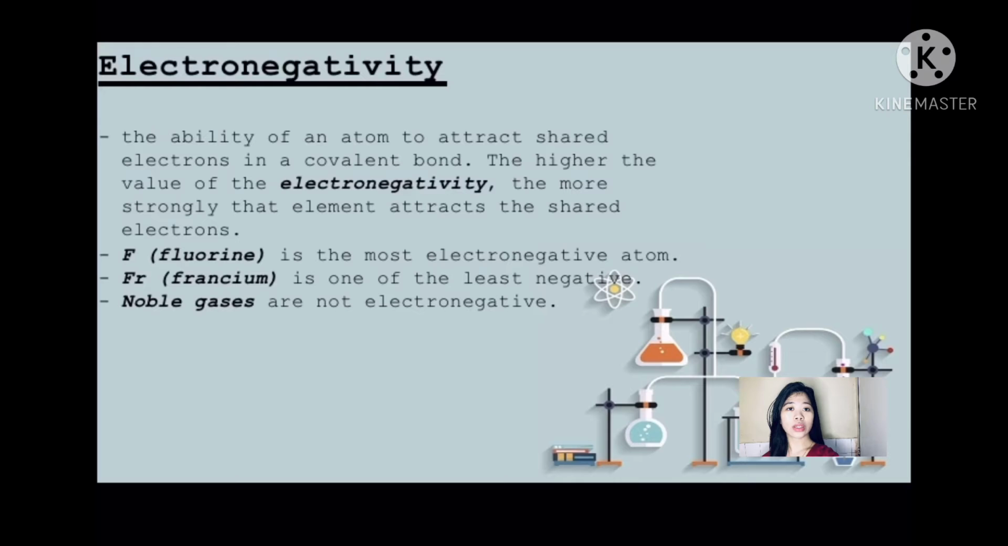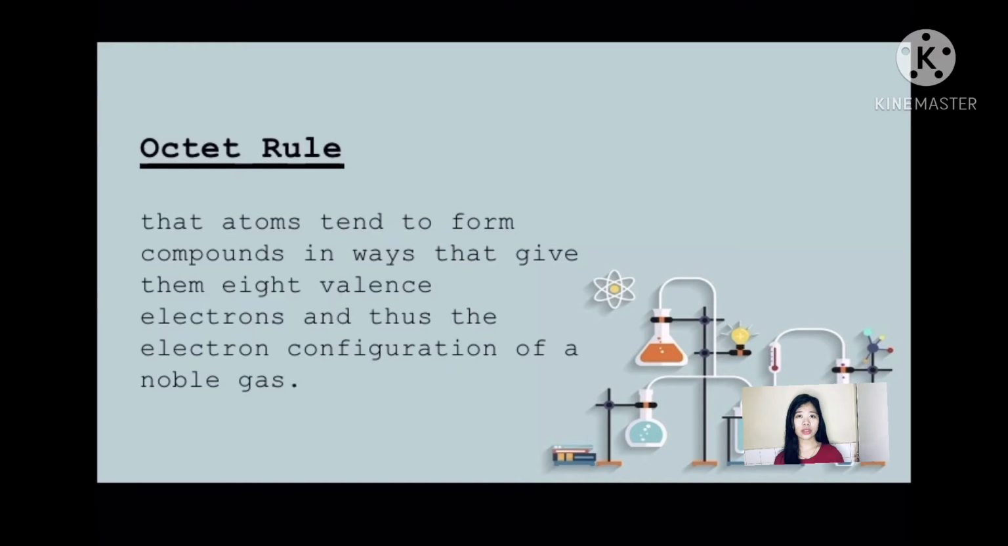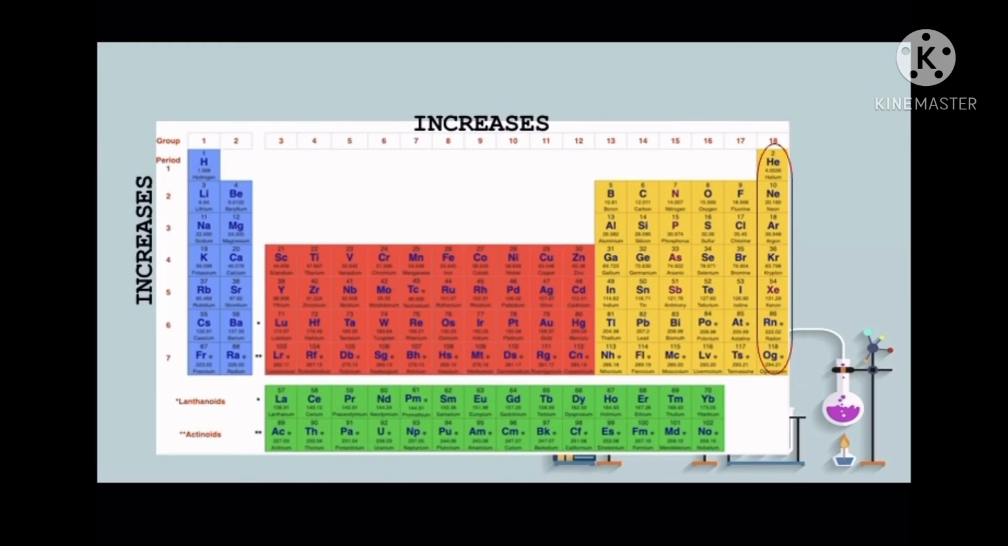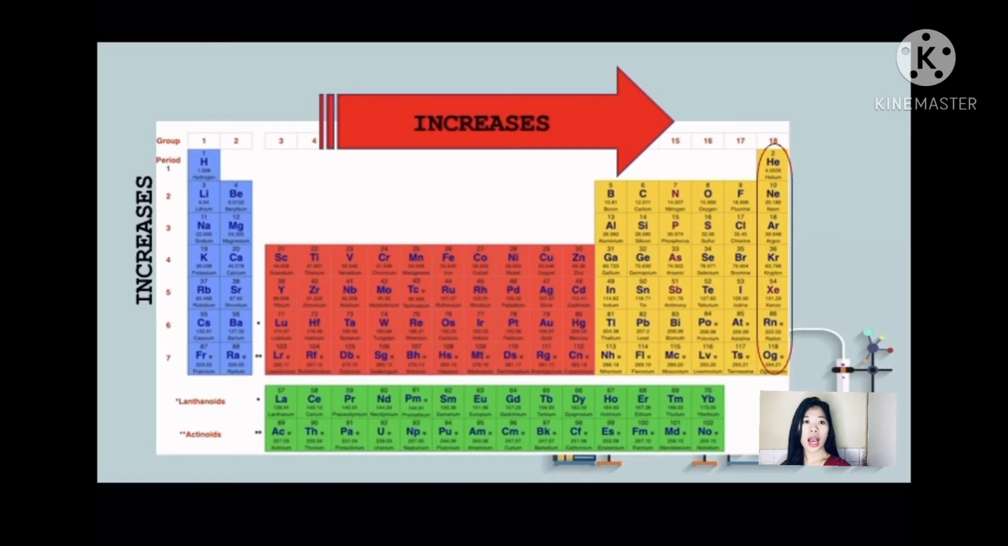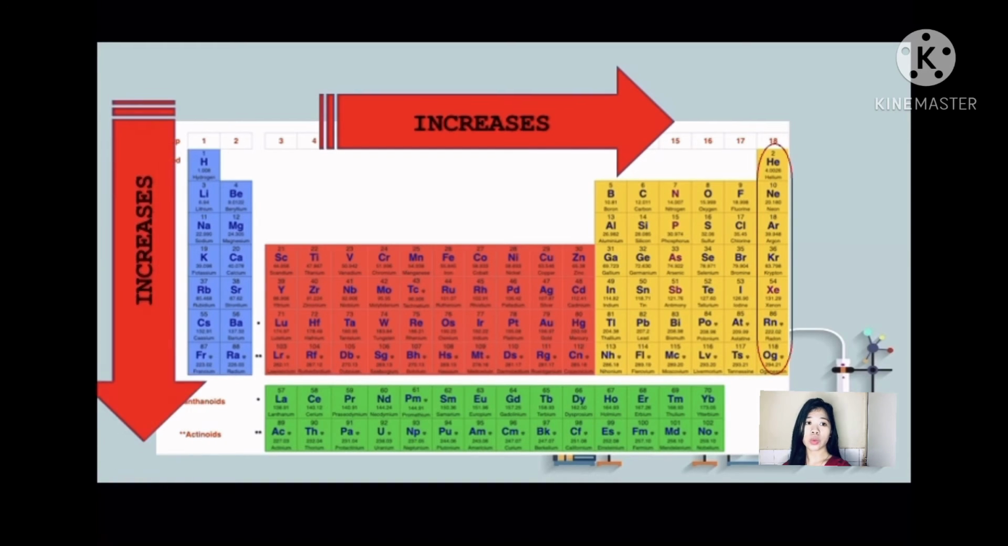Electronegativity is the ability of an atom to attract shared electrons in a covalent bond. The octet rule is the way atoms get 8 valence electrons, to be like the noble gases. Atoms become more electronegative going up and going to the right of the periodic table. But the noble gases on the right side of the periodic table are exempted. They are stable or already have 8 valence electrons.